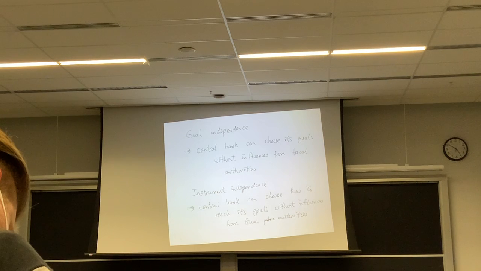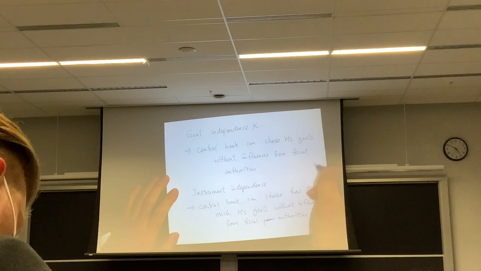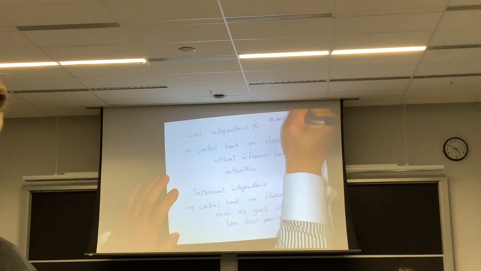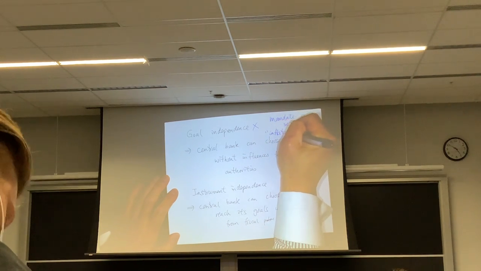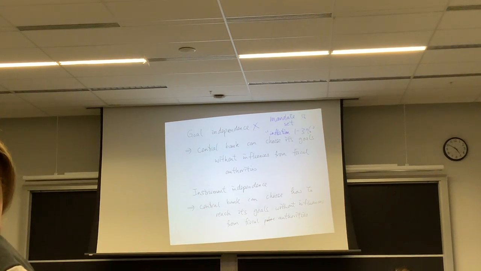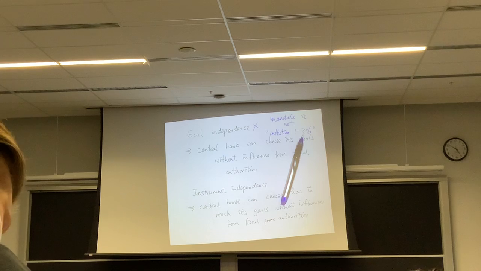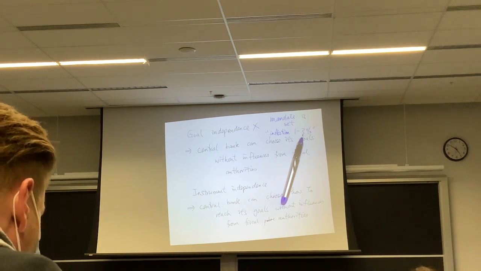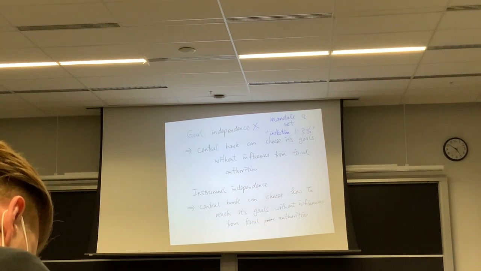Now, in Canada, we don't have goal independence because the mandate is set. Inflation between 1 to 3%. That is the mandate for the central bank. The central bank cannot choose its goals. That is, the central bank cannot say, now I want the inflation to be between 2 and 5%. It's not possible because it is set in stone. The inflation the central bank wants to keep between 1 and 3%.